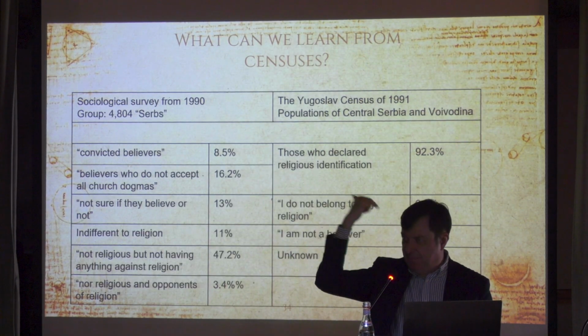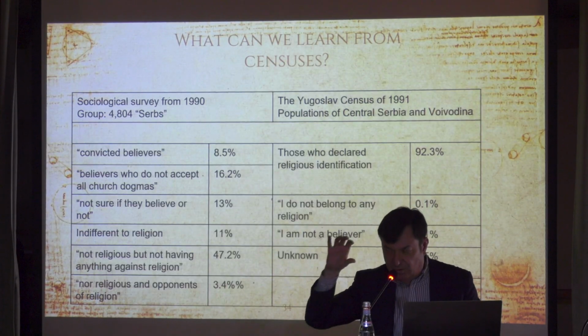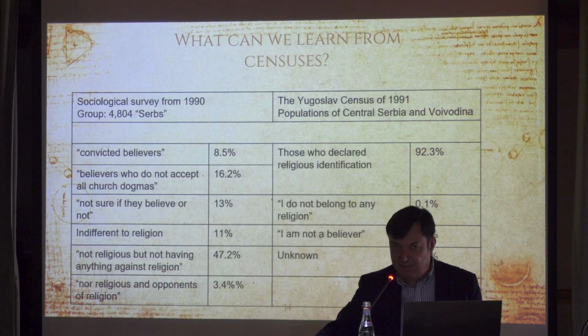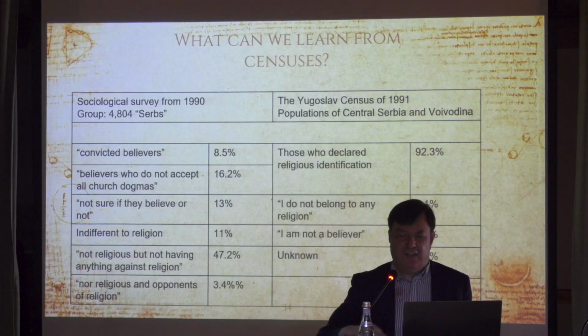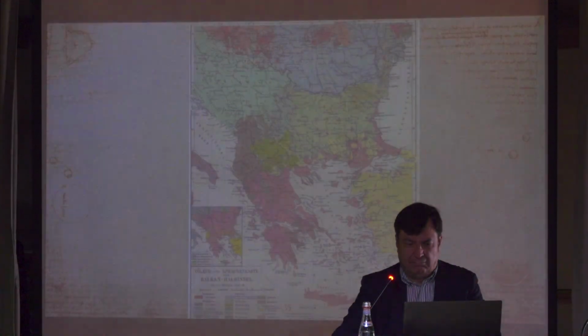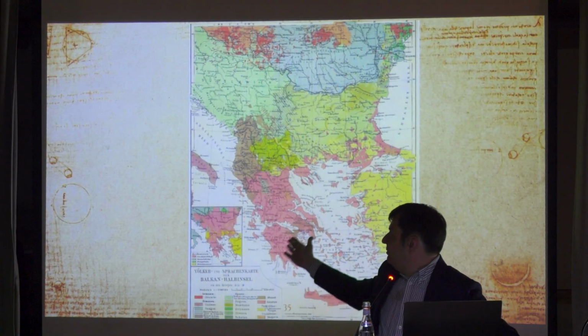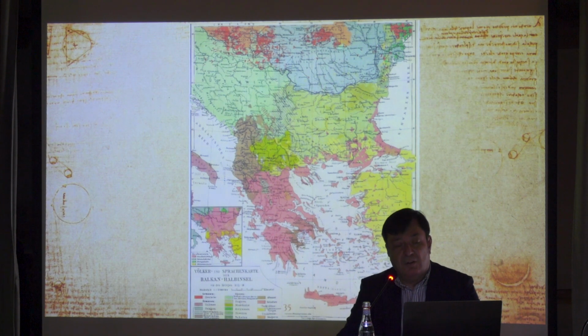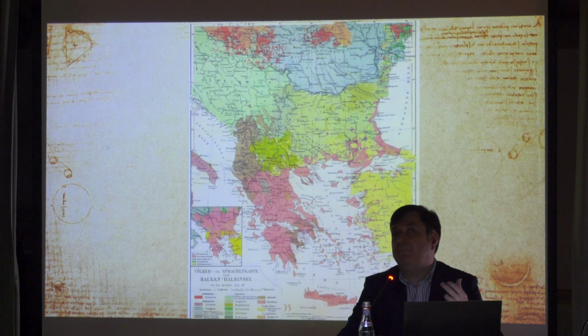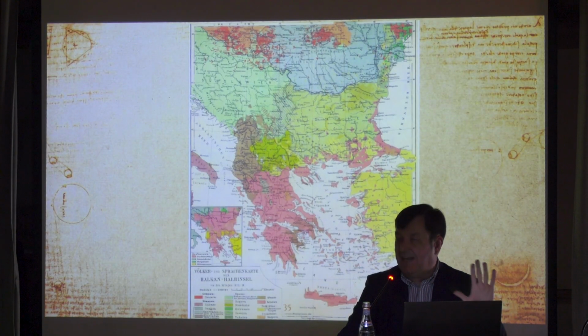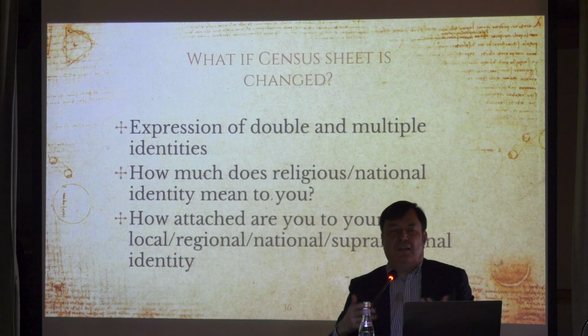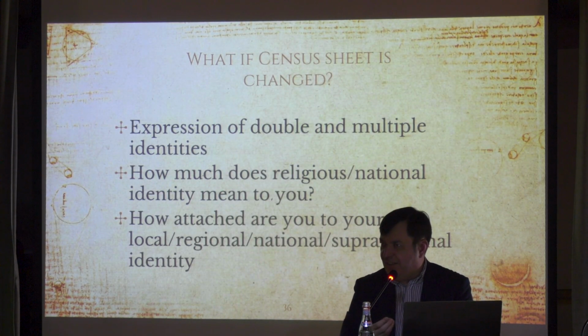So it's not that the map, which I originally showed you, which shows different religions, is not correct. Just the question, what does it suggest? And that is the map from the period of the Balkan Wars. Or any map from 1991, which would give you colors based on the census. So what if we change the census sheet, and say, okay, you can express double or multiple identity?